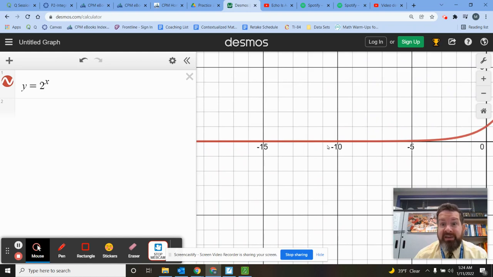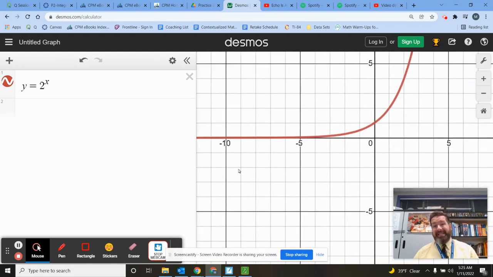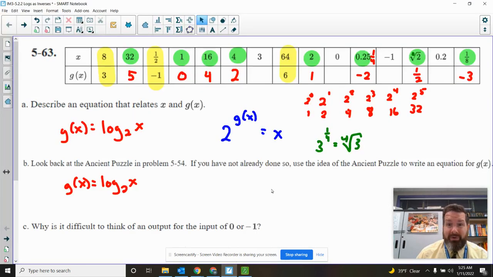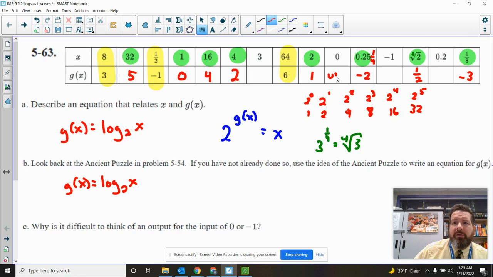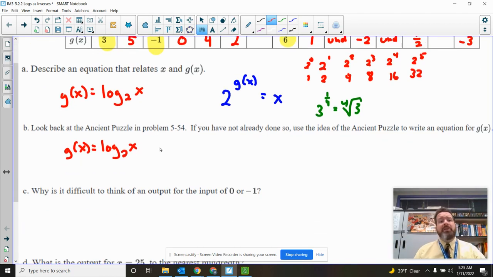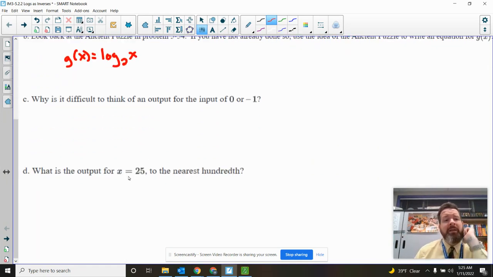This graph is going to go down and get very, very close to 0, but it doesn't ever actually get there. So not only does the graph not ever get to 0, there is no exponent you can put. I'm going to put undefined. There is no exponent you can put on a 2 to get 0. And similarly, there is no exponent you can put on a 2 to get a -1. We saw that graph. It doesn't ever go down into the negatives. So that's the reason it's difficult to find such an output. They simply don't exist.